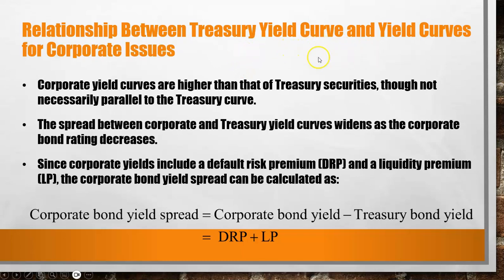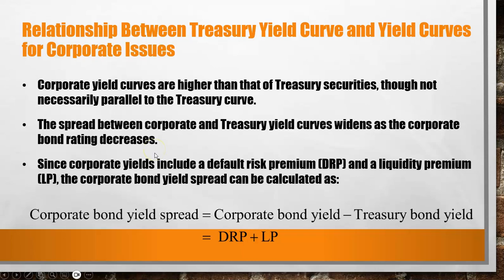Relationship between treasury yield curve and yield curves for corporate issues. Corporate yield curves are higher than that of treasury securities, though not necessarily parallel to the treasury curve, because treasury securities are the least risky, whereas corporate yields are more risky. The spread between corporate and treasury yield curves widens as the corporate bond rating decreases. So that's kind of like your FICO score.